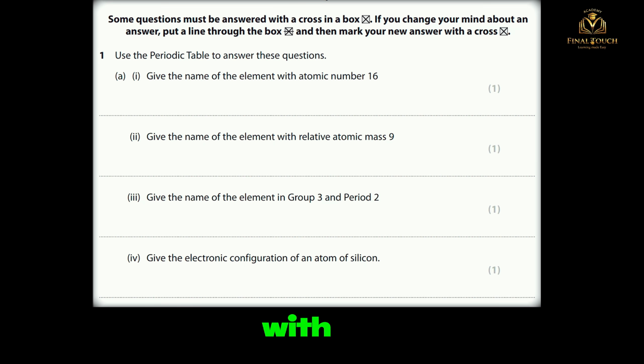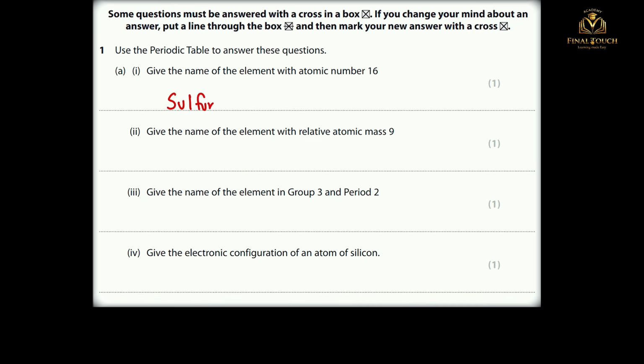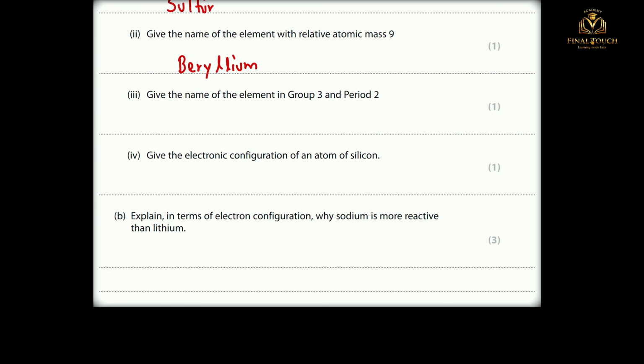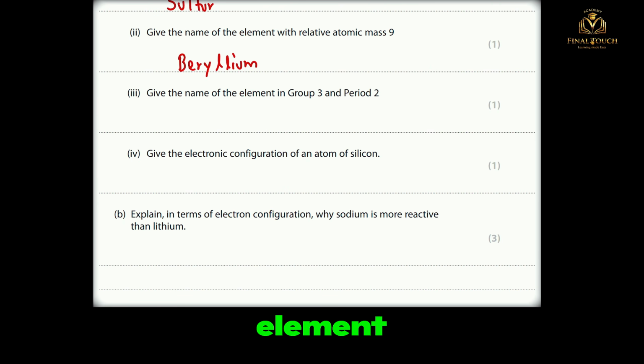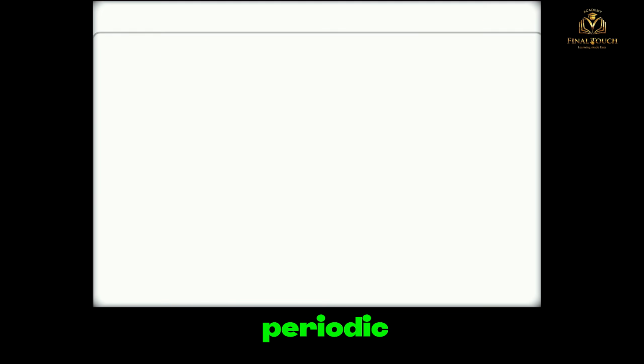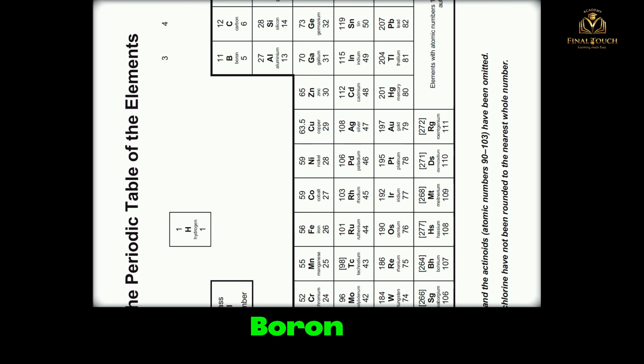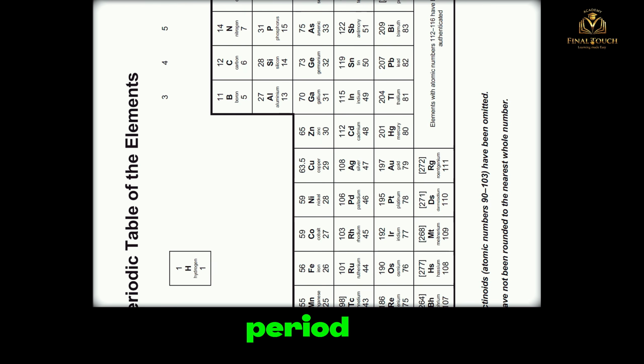Give the name of the element with atomic number 16, that would be sulfur. Give the name of the element with relative atomic mass 9. So if we check the periodic table, that would be beryllium. For the third one, give the name of the element in group 3 and period 2. That would be boron. If we check the periodic table, so it was boron, group 3, period 2.